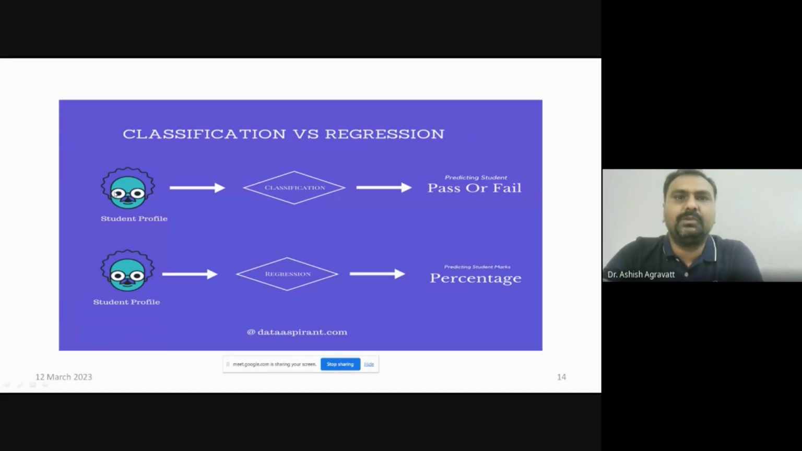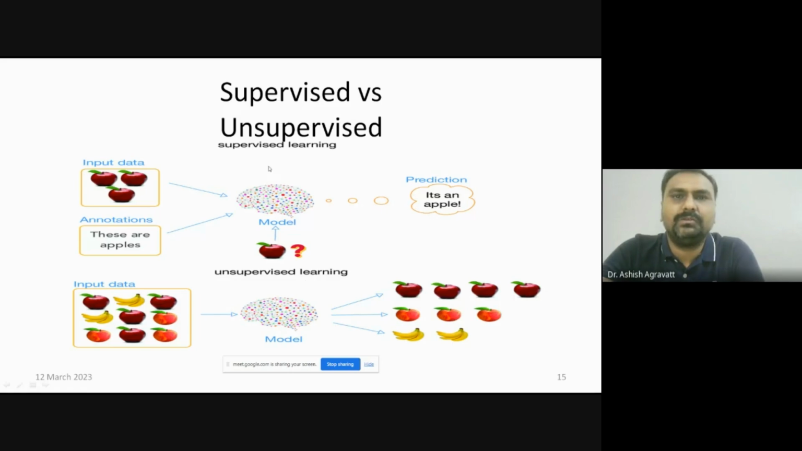So if we see the student profile, if this machine learning helps us in predicting whether pass or fail, that will be the type of classification. Or if our model helps us to predict the student marks like percentage, that is called regression. Right? So you can see here the supervised versus the unsupervised.